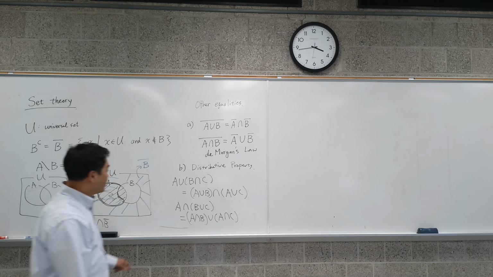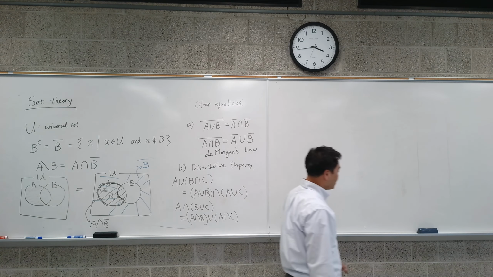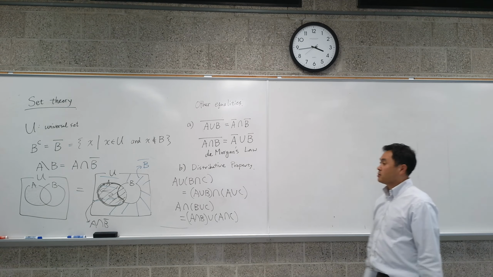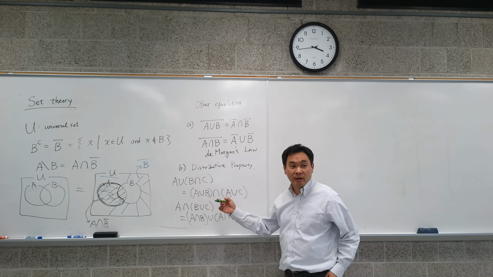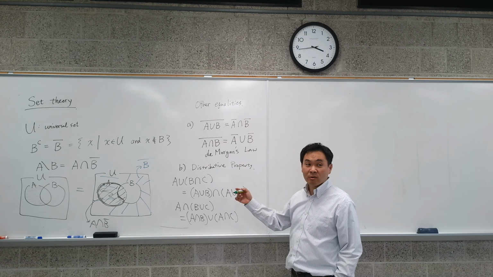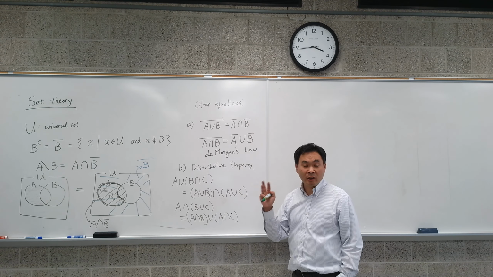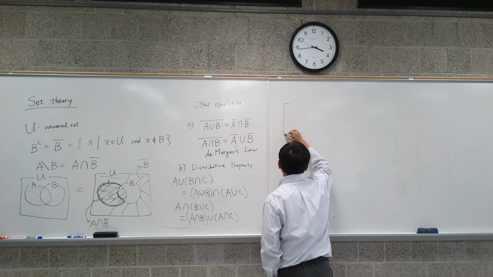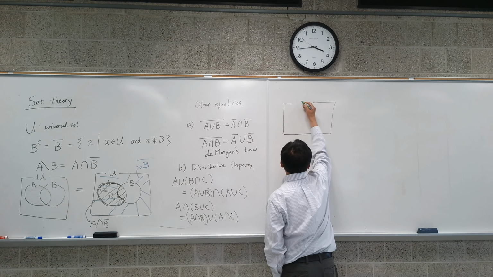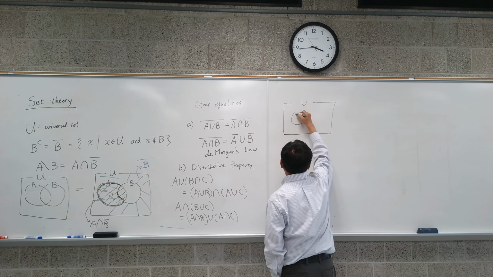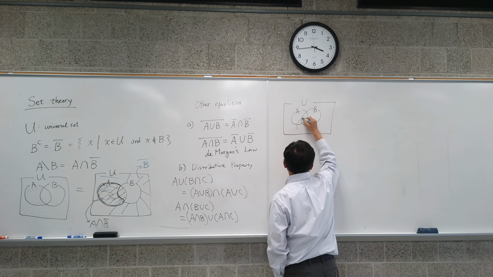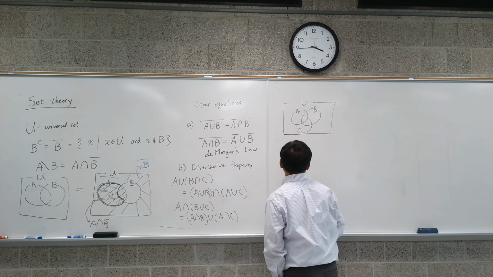Let's see why this one is true. To show that using a Venn diagram, you need to have a set of three things, A, B, C in generic form. And the way you can draw three sets would be you put A, B, and C.